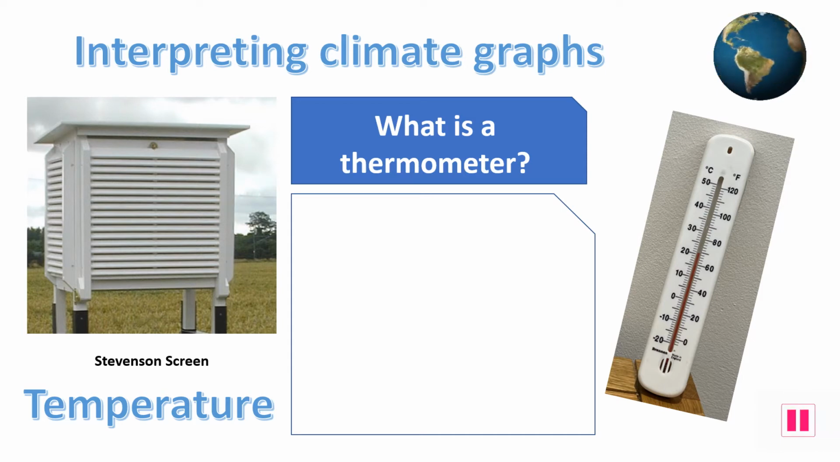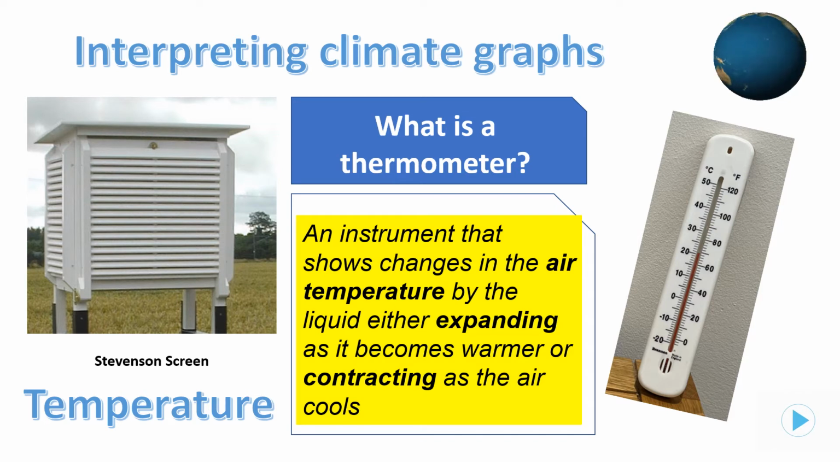Temperature is recorded using a thermometer. A thermometer is an instrument that shows the change in air temperature by the liquid either expanding as it becomes warmer or contracting as the air cools. Pause the show and make sure you fully understand how a thermometer works before moving on.